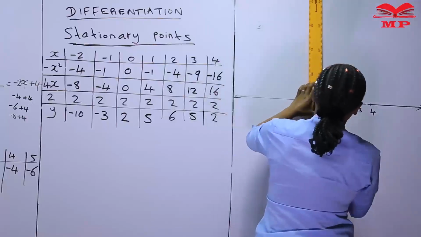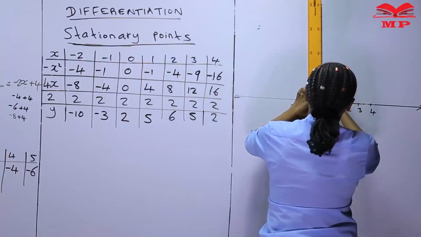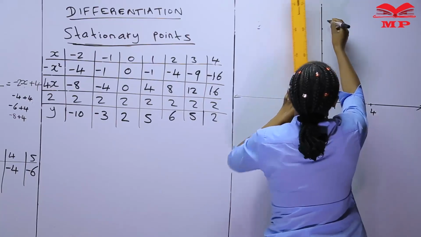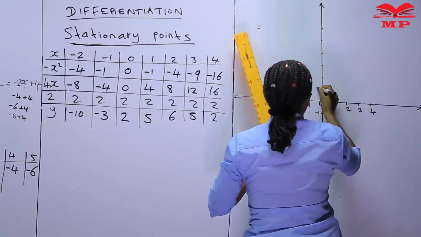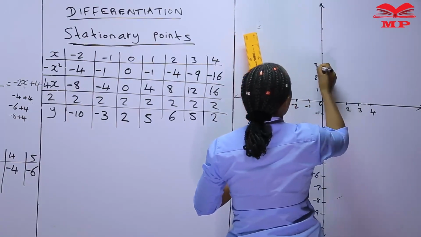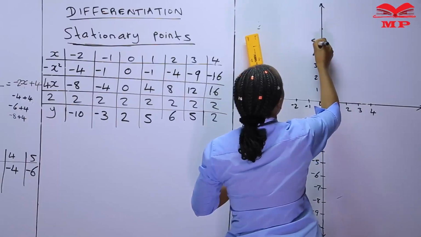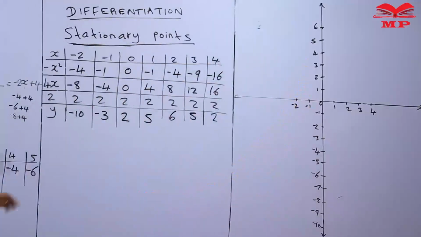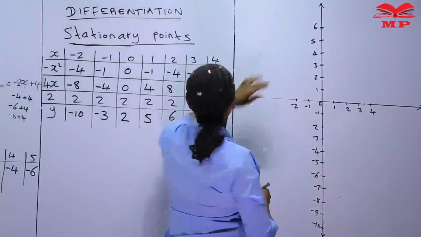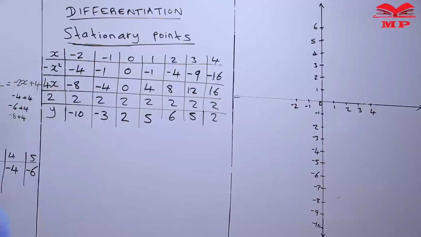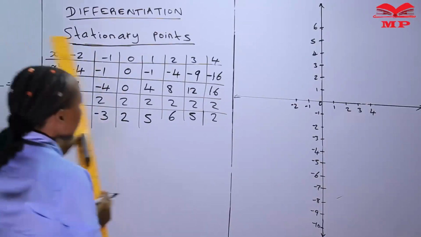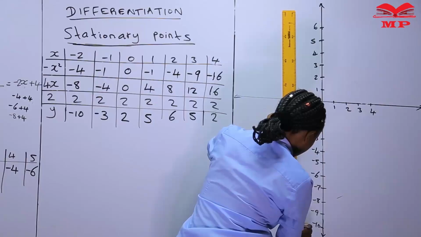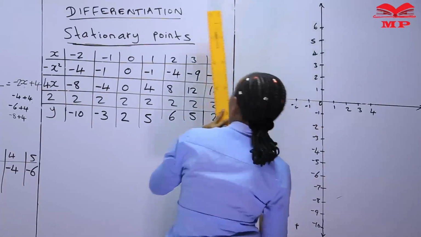Then we have on the positive side 1, 2, 3, 4, 5, 6. So here we have 1, 2, 3, 4, 5, 6. So that is our y-axis. Then we plot these points, whereby in the first one we have negative 2, negative 10. So we have the point there.